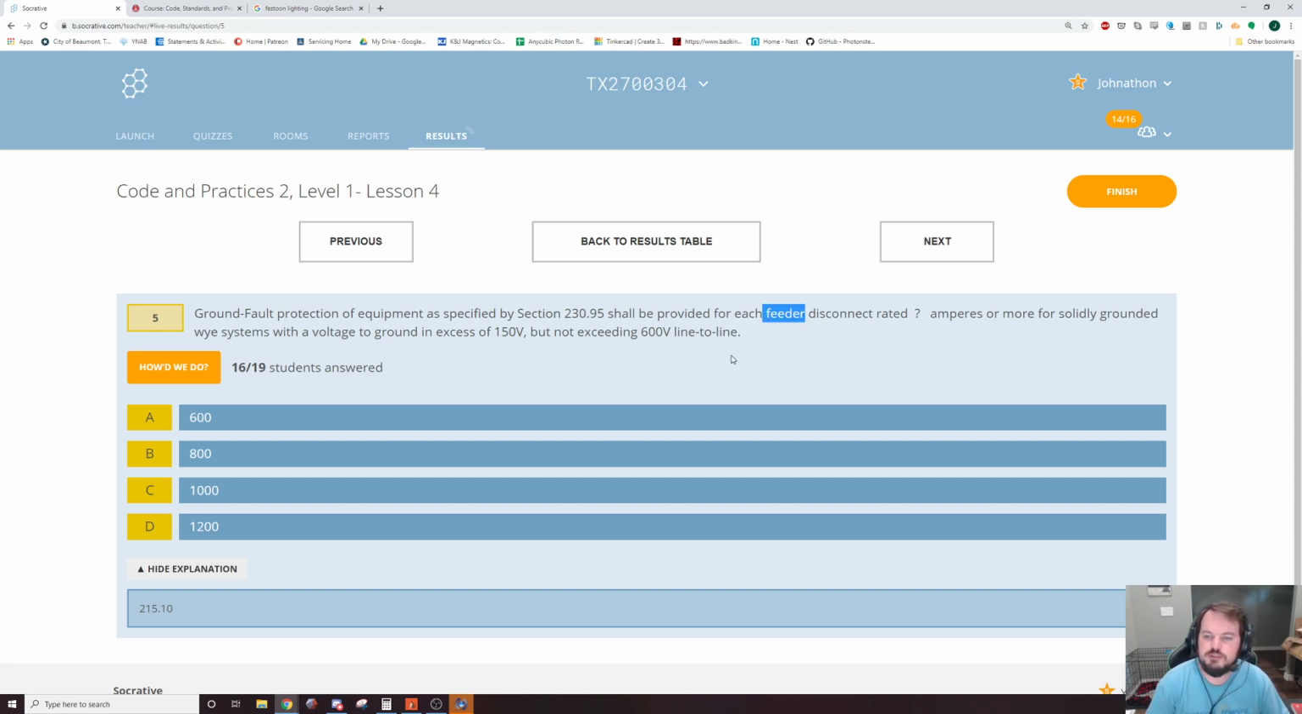This word here, feeder. And then 215, once you get to 215, looking at feeders, point 6 is equipment grounding conductors. So the equipment grounding conductors for feeders is what you're going to be looking at. And it's in there. Let's see. Shall include or providing.